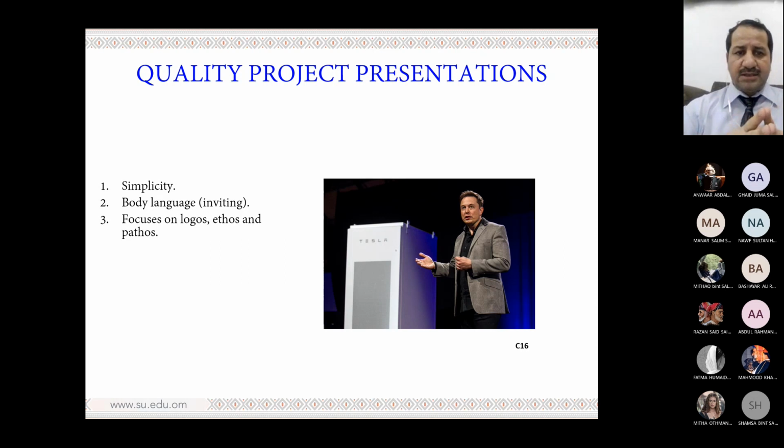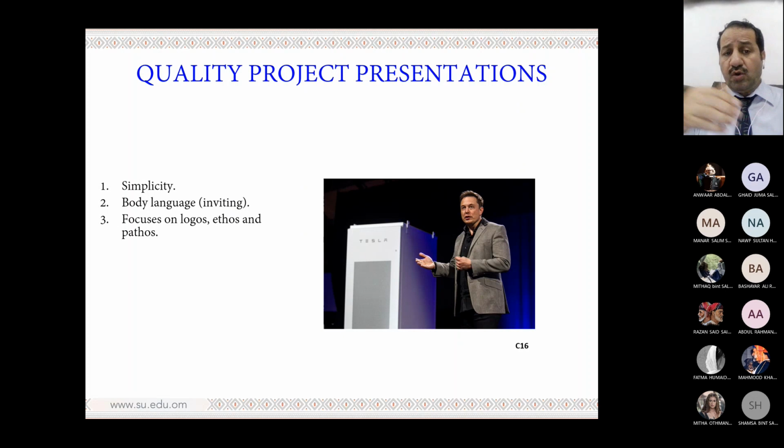And Elon Musk also focuses on simplicity when he shows some products for Tesla. Nothing on the board, just him and the device, and then he starts expressing how it works, what the benefit for humanity is. He also used body language.